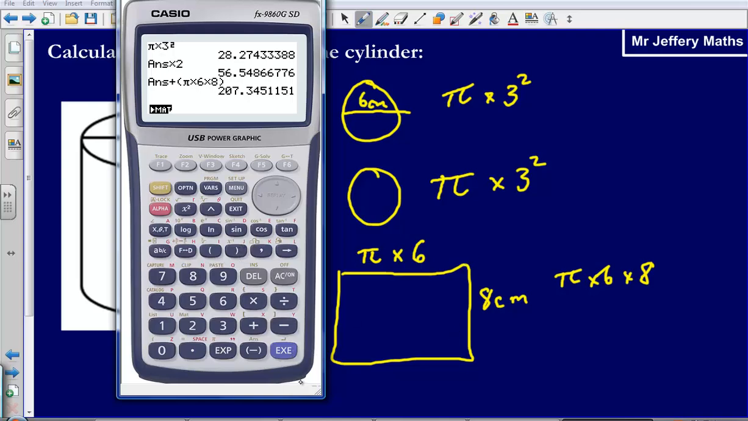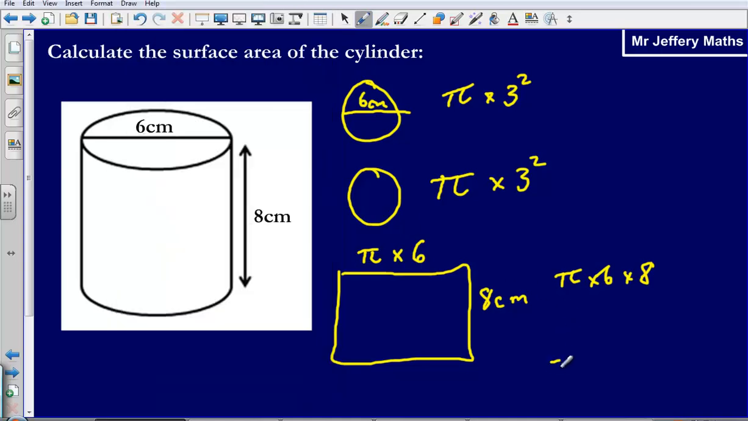Then that's going to give me a final answer of, notice that I added each of these up as we went along, left everything in my calculator. That's the best way to do it, to avoid making any errors with that accuracy. This gives an answer of 207.3 to 1 decimal place. So 207.3, we're dealing with surface area, so that is centimetres squared.